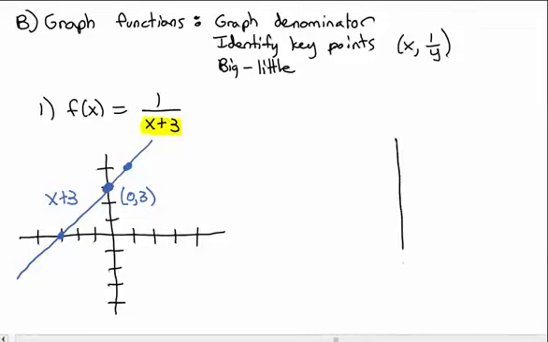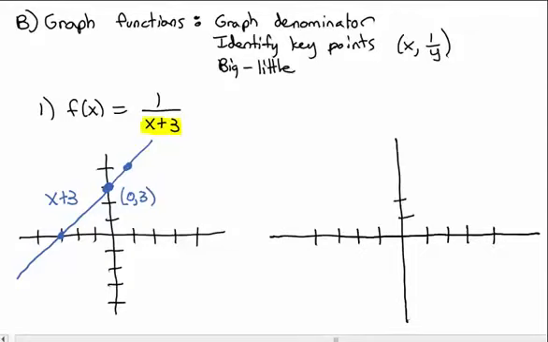We'll come over here to the side then, and we're going to do the graph of the reciprocal, the graph of 1 over x plus 3. First thing I'm going to look for is the key points. The first key point is (0, 3). We're going to graph the reciprocal of the y-coordinates. So the x is still 0. Now it's going to be (0, 1/3).